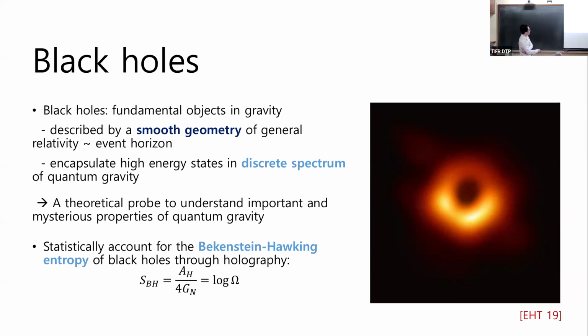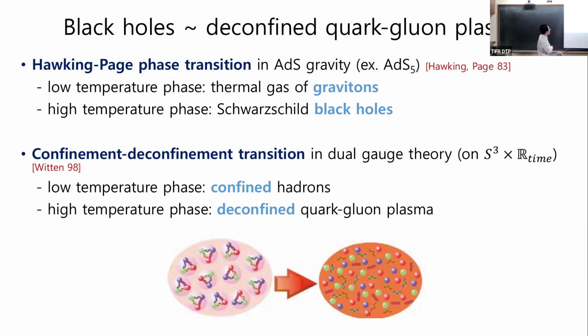So you have entropy proportional to the horizon area, and I want to interpret it as the degeneracy inside the horizon. This kind of approach was at least qualitatively suggested long ago. You have the Hawking-Page phase transition in AdS gravity. At low temperature, you have a thermal gas of gravitons, but at high temperature, you have large black holes. In the dual gauge theory, they correspond to the low temperature confined phase and the high temperature deconfined phase. So our goal will be to find the deconfined phase from the partition function of the dual gauge theory.